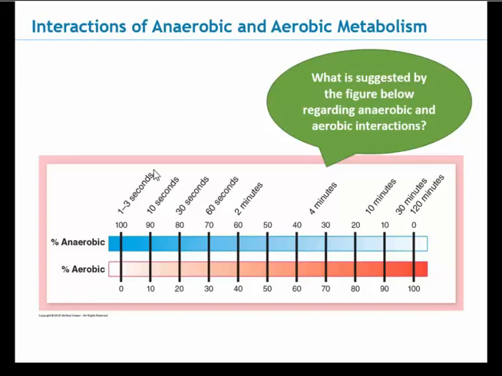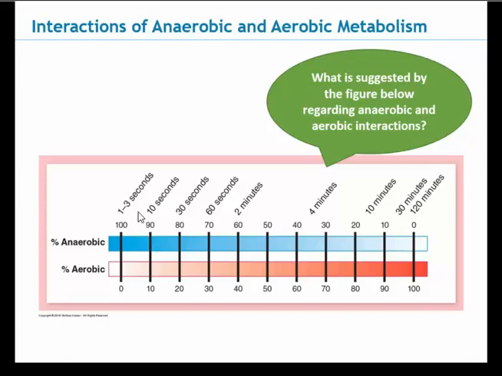So we see over here a 1 to 3 second sprint. It's going to be about 100% anaerobic energy contribution, where you're using ATP and creatine phosphate. But there may still be a tiny bit of aerobic metabolism. It's still active. It's not a dead system. It's still alive and still producing energy, but it's just not really contributing to that performance.